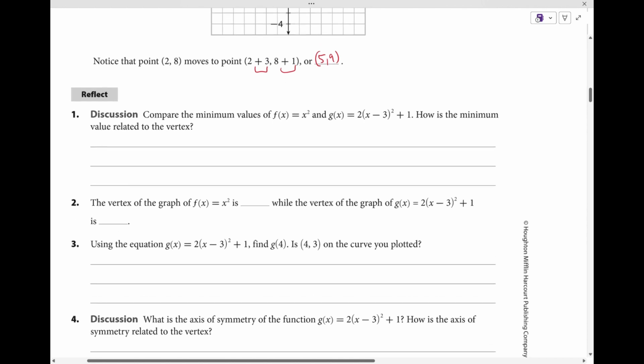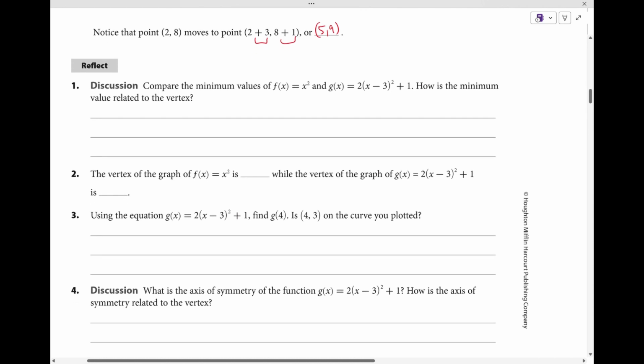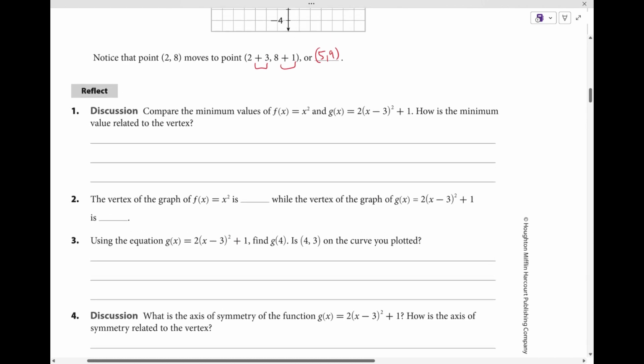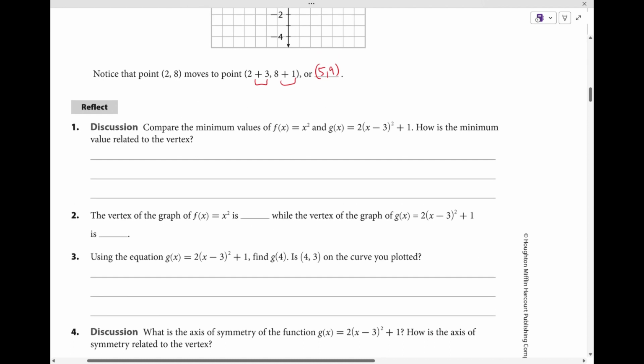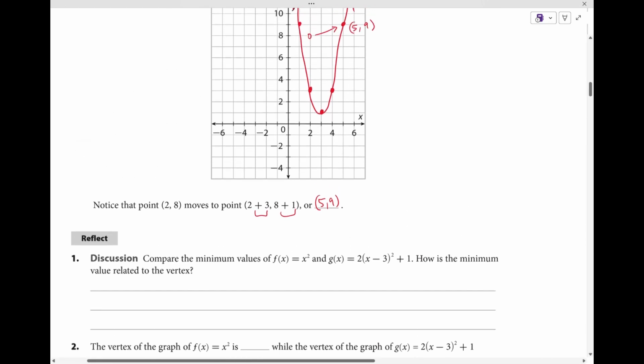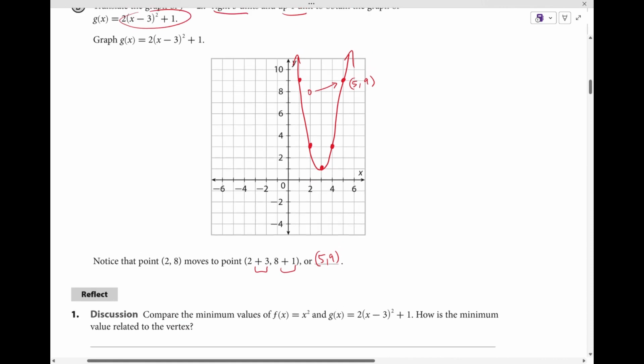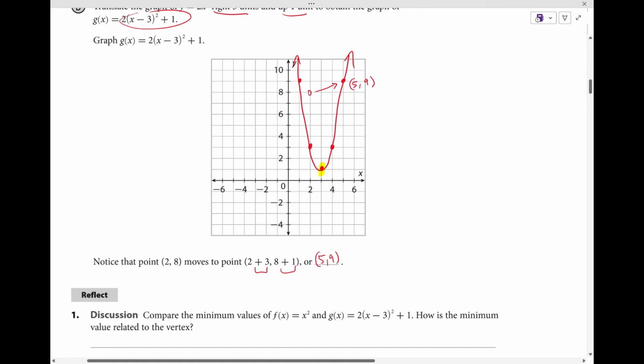All right, and you can look through a few of these reflection questions. Actually, this first one is good. Compare the minimum values of f of x equals x squared and g of x equals 2 times (x minus 3) squared plus 1. How is the minimum value related to the vertex? Our minimum value is the vertex. Okay, just some good vocab there.